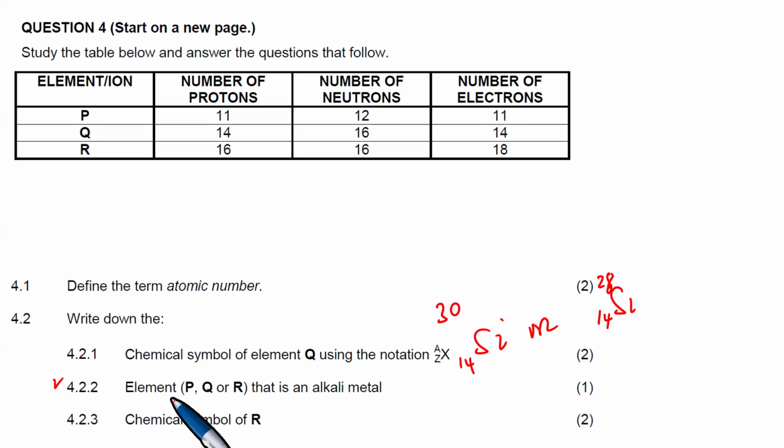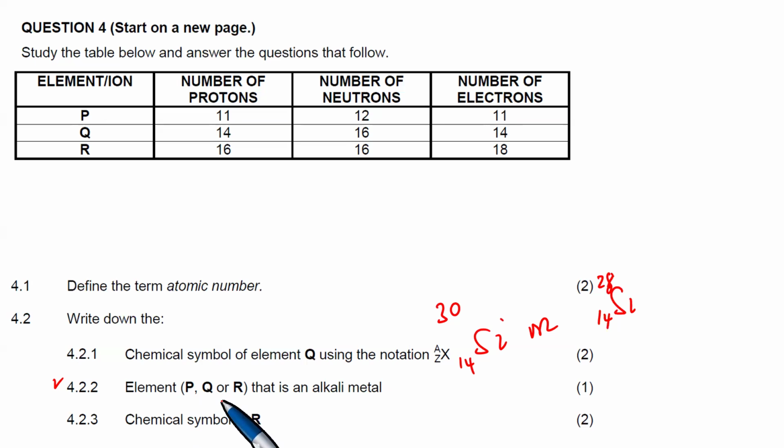So element PQR, that is an alkali metal. Okay, let's look at this one. So is it PQR that is an alkali metal? Let us look at that one.